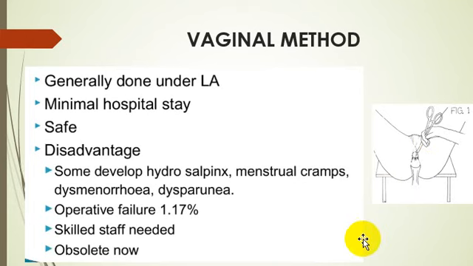So this is still difficult to do as compared to the minilap procedure, and in this case the disadvantage is that some develop hydrosalpinx, and menstrual cramps, dysmenorrhea and dyspareunia may be there. Operative failure is slightly more than that of the abdominal approach, and of course a skilled surgeon is required, and nowadays it is not being performed.